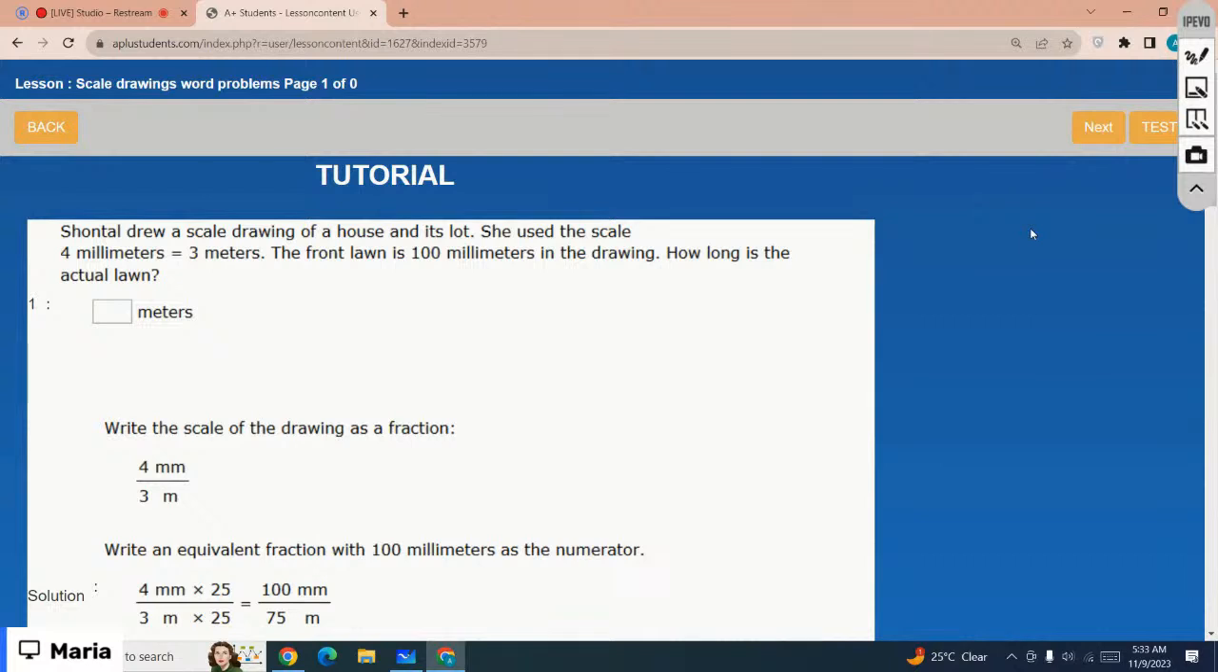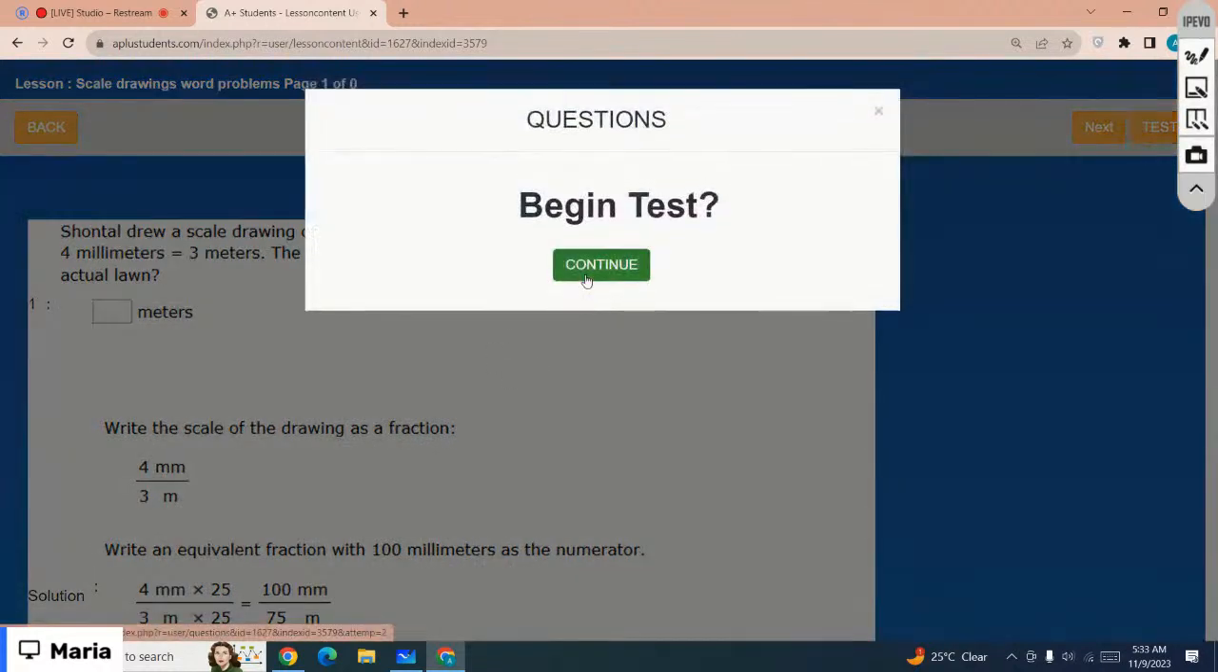So that would be 100 mm, actual lawn is 75 meters, right? Let's just start with the test questions.